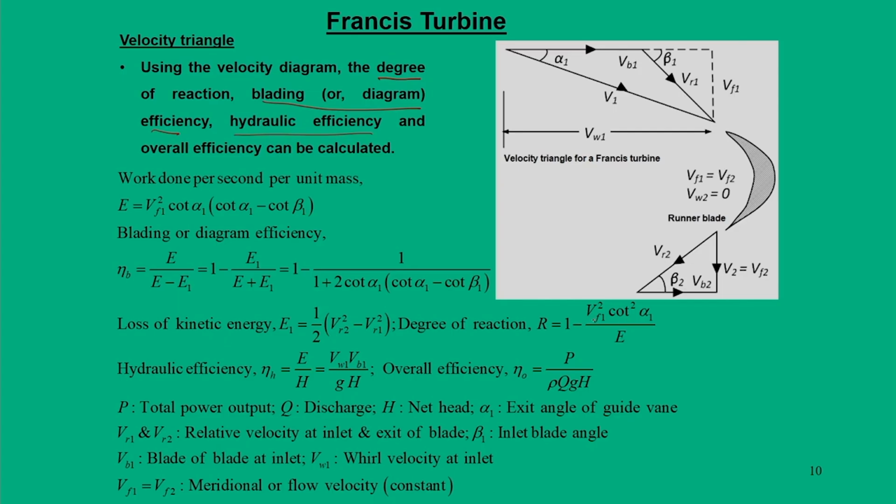That loss of kinetic energy arises since the blade is rotating and there is a difference in the relative velocity of water, that is VR2 and VR1. This loss is accounted for in terms of loss in kinetic energy. From these expressions we can also find the degree of reaction and the hydraulic efficiency, which is E by H, where H is the net head available for the turbine. Then we have the overall efficiency. These are the mathematical expressions that can be laid down for a Francis turbine.